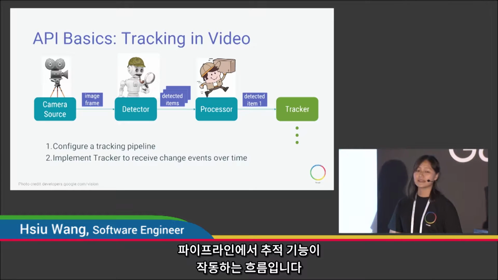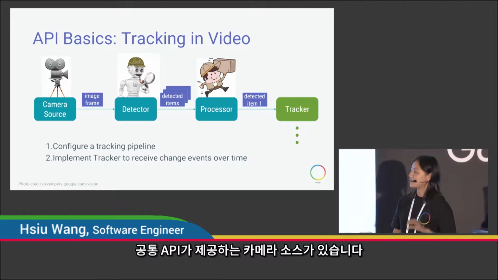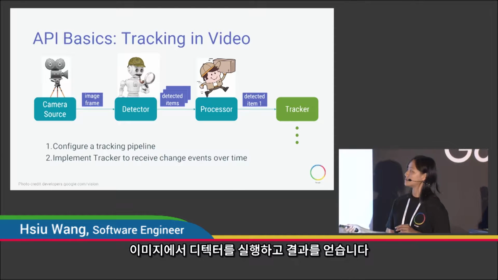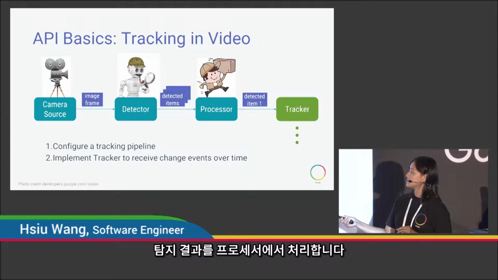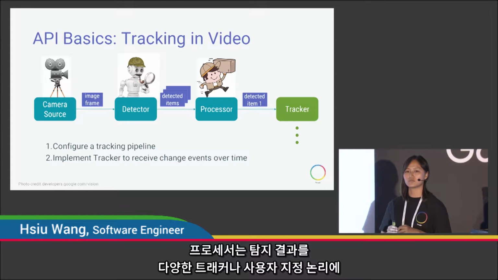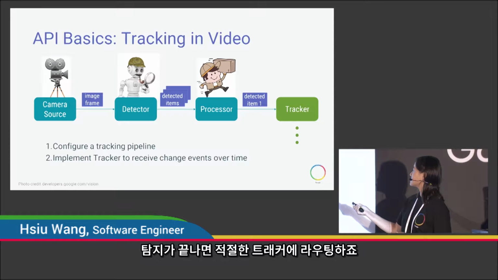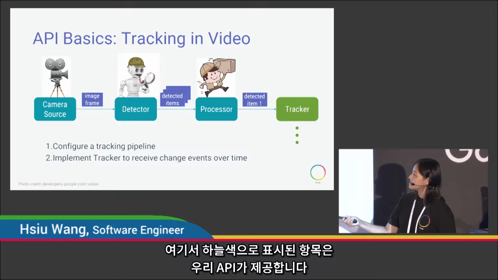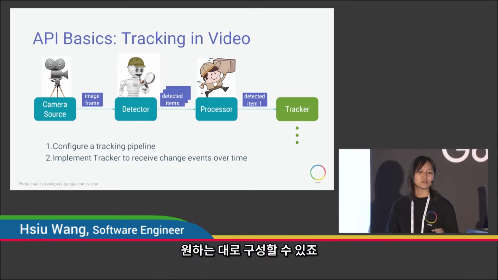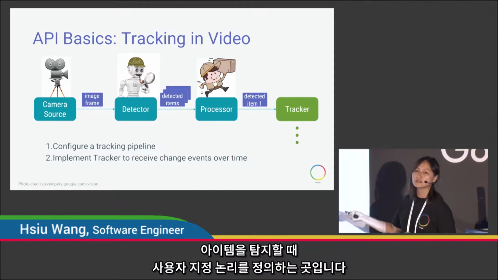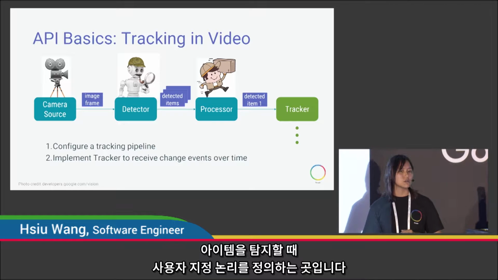And then here is how the tracking works with the pipeline. First, you have the camera source provided by the common API that converts the video stream into images. And then you take the images through the detector and get detection results. And then you take the detection results through the processor. Processor is a way to route your detection results into different trackers or custom logic. So once you detect an item, it routes it to the correct tracker. Anything in here that's tinted color is provided by our API. You can simply configure them in any way you like. The only thing you really need to implement is the tracker. That's where all your custom logic goes when you detect an item.